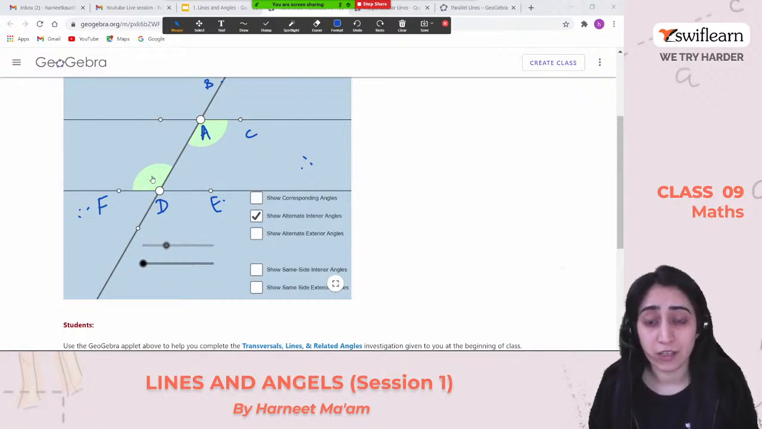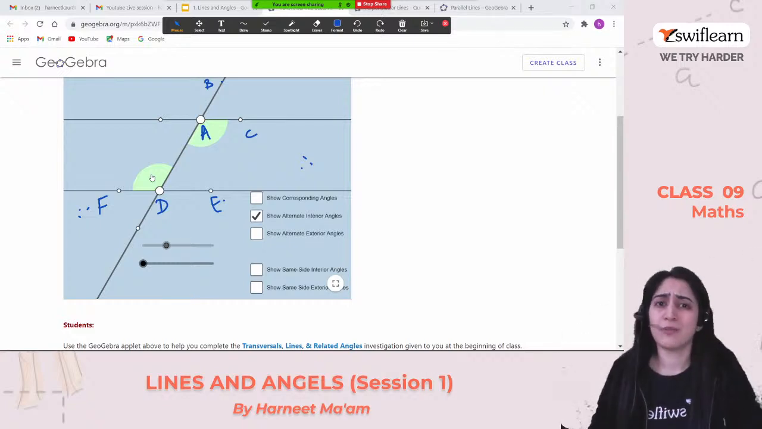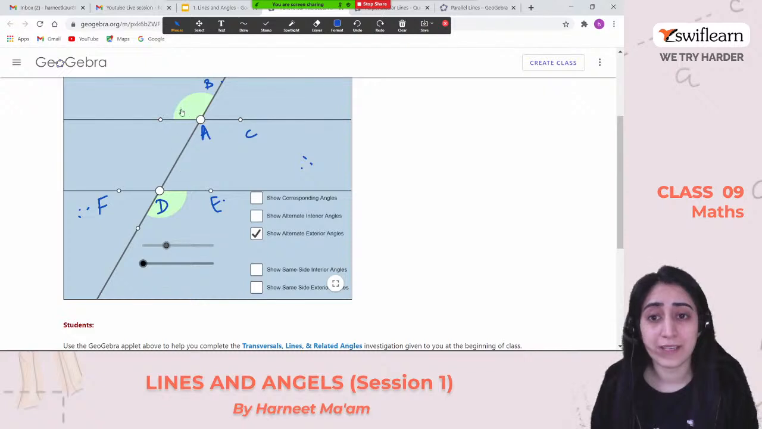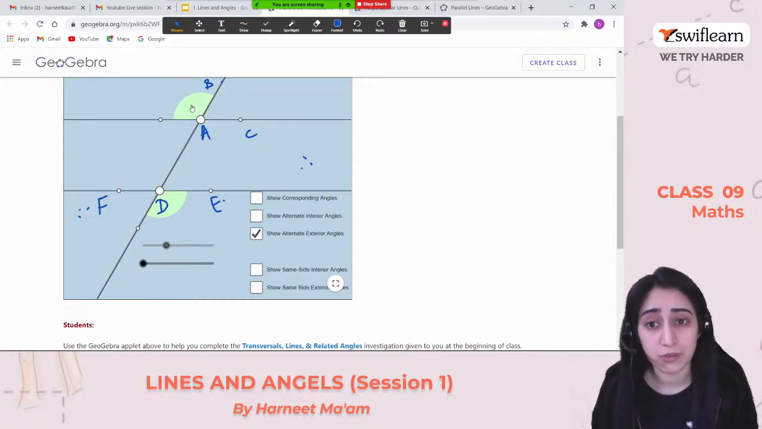Now these are interior because they lie inside the lines, right? Now to talk about exterior, what will happen? They lie outside the lines, right? So that shows alternate exterior angles. They are also equal. So this angle would be equal to this angle.